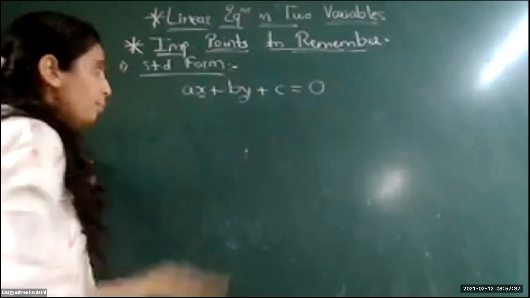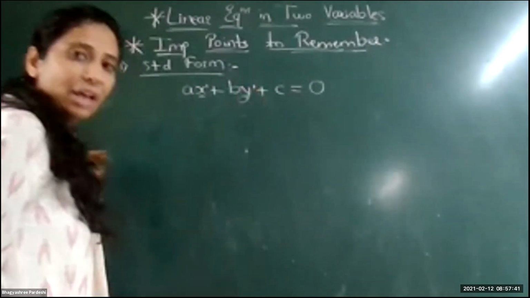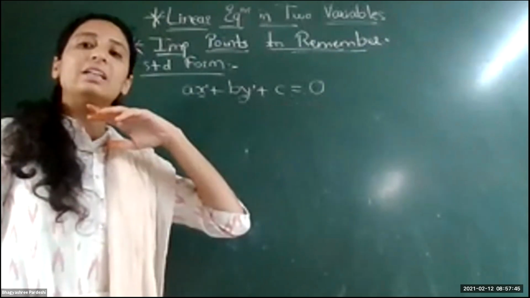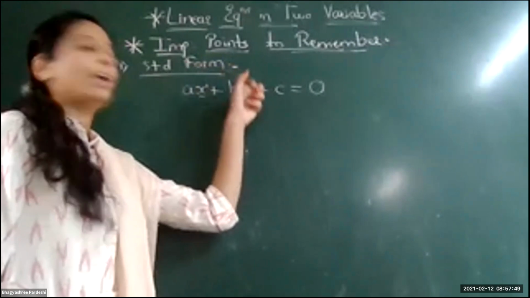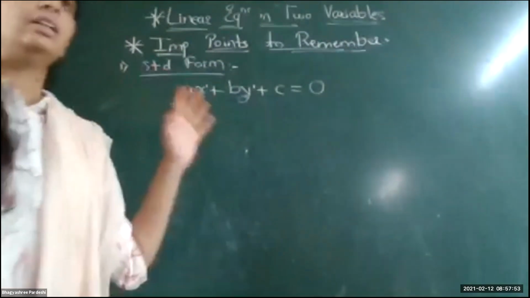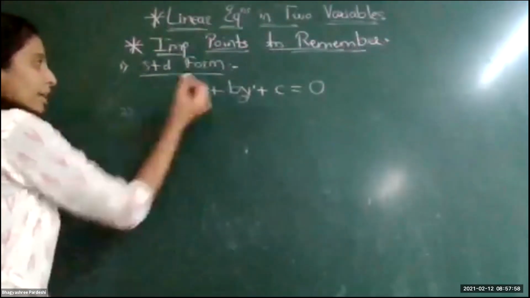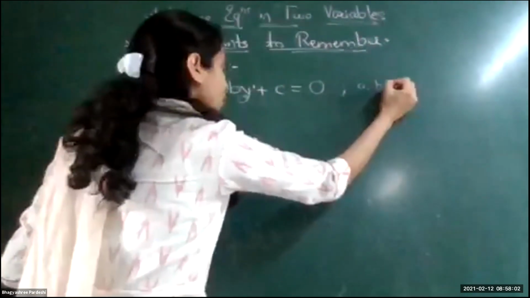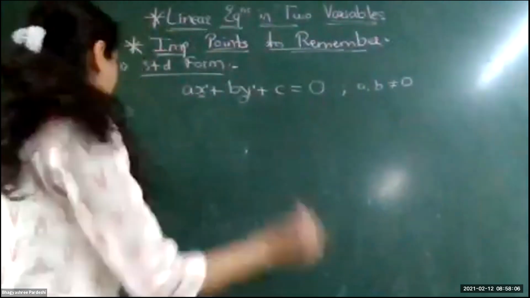Why are we saying it is linear? Because the highest power of these two variables, x and y, is simply 1. Linear means in a straight line, and that is a single 1 here. Therefore, if the highest power of x and y is 1, we say that the given equation is a linear equation. Just remember this. Again, a and b must not both be equal to 0, and a, b, c are any real numbers.